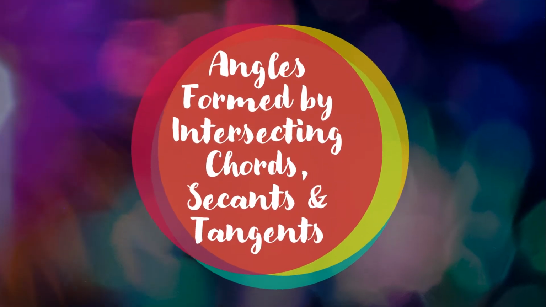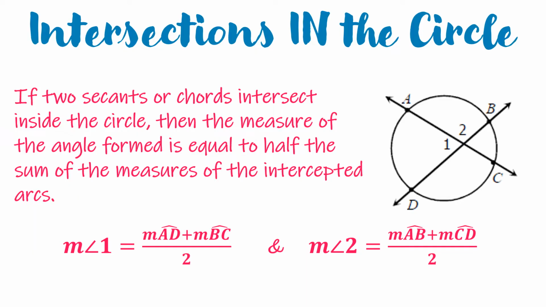So far we have talked about central angles and inscribed angles. Now we're going to look at angles that are formed by intersecting chords, secants, and tangents. Intersections can either happen inside the circle, on the circle, or outside the circle. Let's start by looking at intersections in the circle.